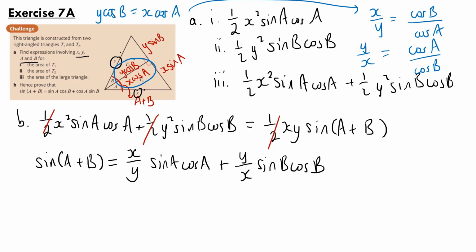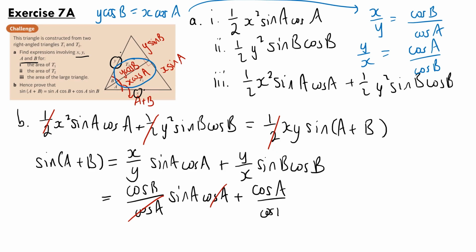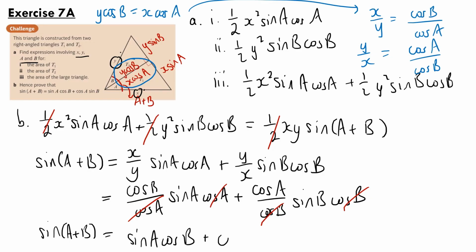Okay, so now we can replace the x over y and y over x with those expressions up there. And luckily things cancel out for us. So we can see we've got cos a in the denominator there and also multiplied here. So there you go. And then we've got cos a over cos b, and the cos b and the cos b in the denominator cancel too. So we end up with sine of a plus b, all in brackets, being equal to sine a cos b plus cos a sine b as required.